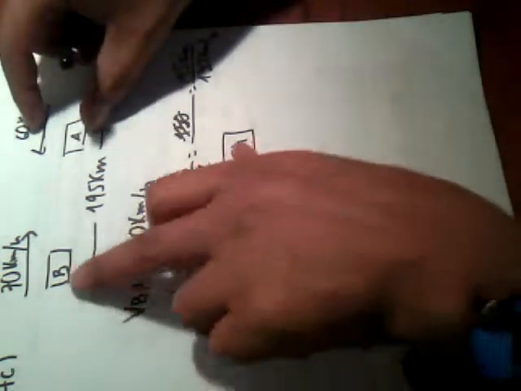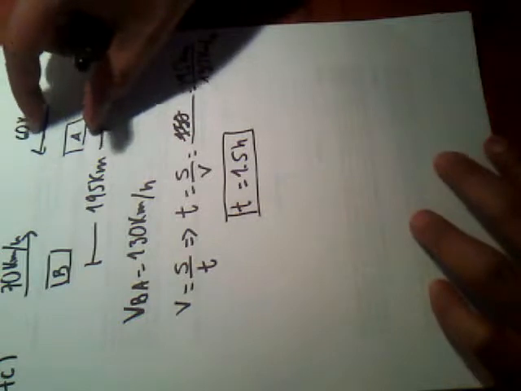So it will take, for train B, 1.5 hours to reach train A as observed from train A, right? So the time is 1.5.